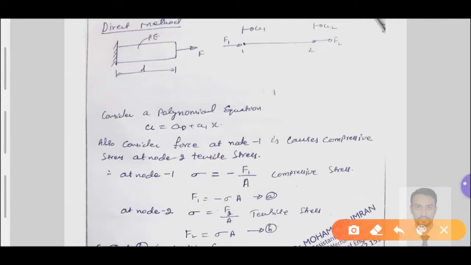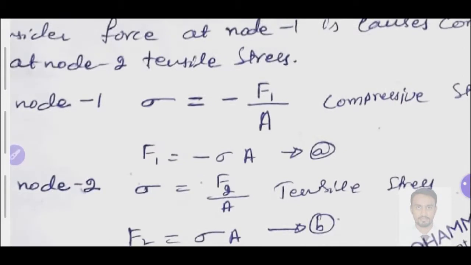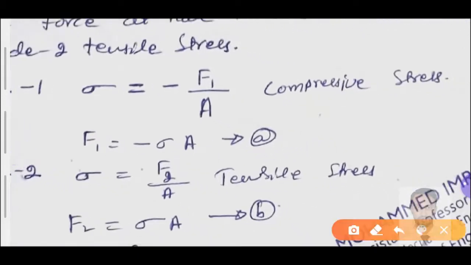We know that the stress equation is sigma is equal to F by A. Now we write the stress at node 1: sigma is equal to minus F1 by A, since compressive stress is assumed. Then rearranging this equation in terms of force F, F1 is equal to minus sigma A, giving this as equation number A.